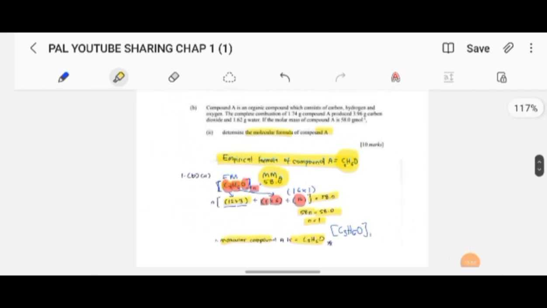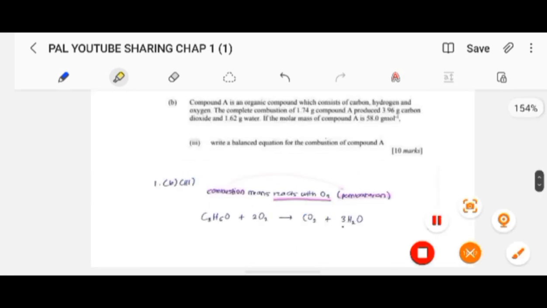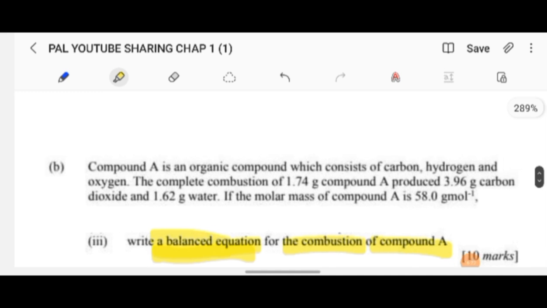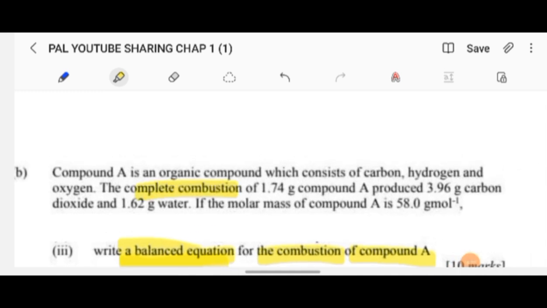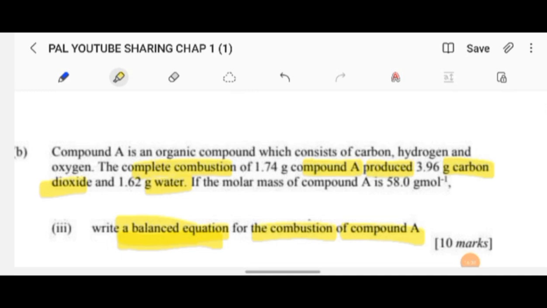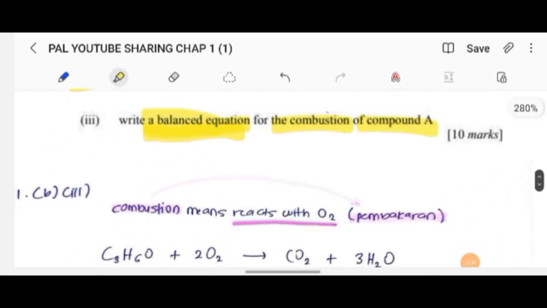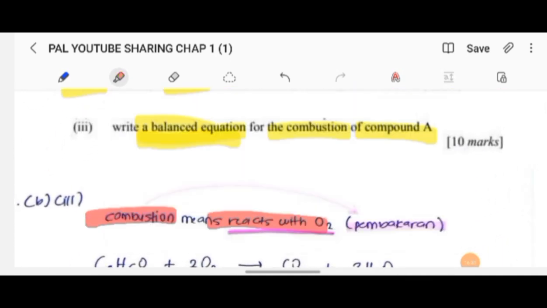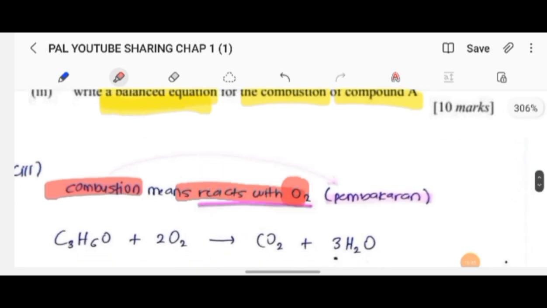1B Roman 2. Okay, so for the last question of B, which is Roman 3, it asks us to balance the equation for the combustion of compound A. From the equation given, it says the complete combustion of compound A produces carbon dioxide and water, so the products are carbon dioxide, CO2, and H2O. Another tip is combustion means reacts with oxygen, aka pembakaran.